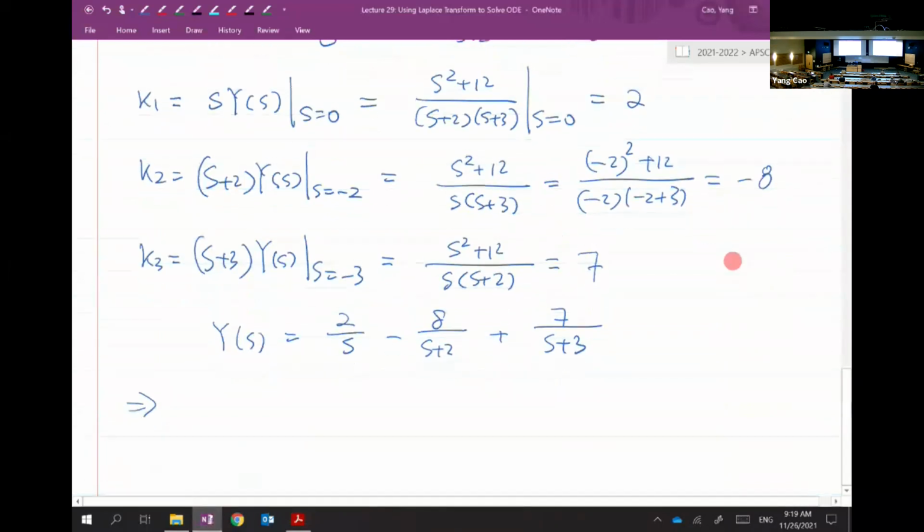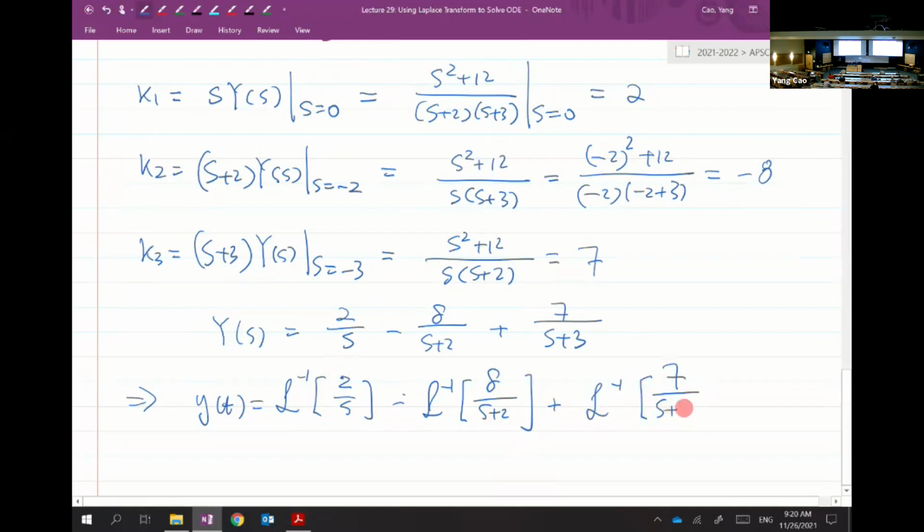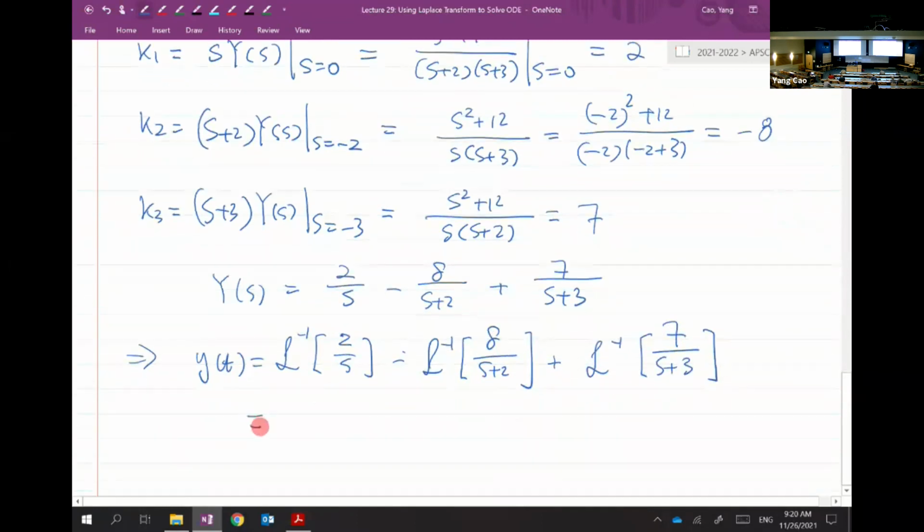Then for this question, my y of t is the inverse Laplace of 2 over s, minus the inverse Laplace of 8 over s plus 2, plus the inverse Laplace of 7 over s plus 3. So according to the table, the inverse of the first term should be 2 times u of t. And the inverse of the second term should be 8 times e to the power negative 2t.